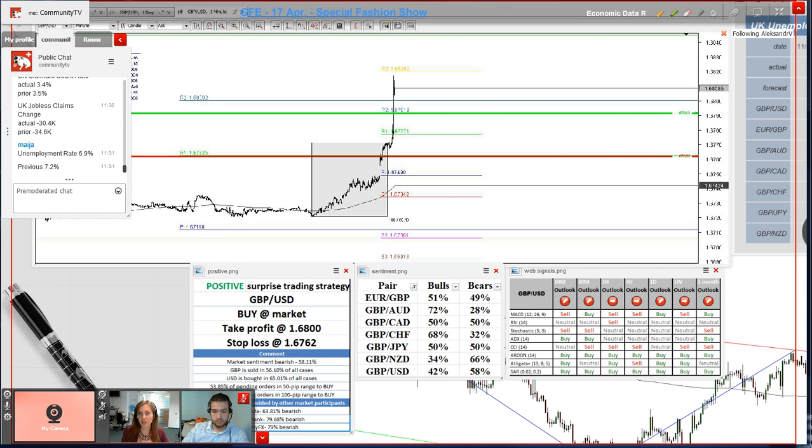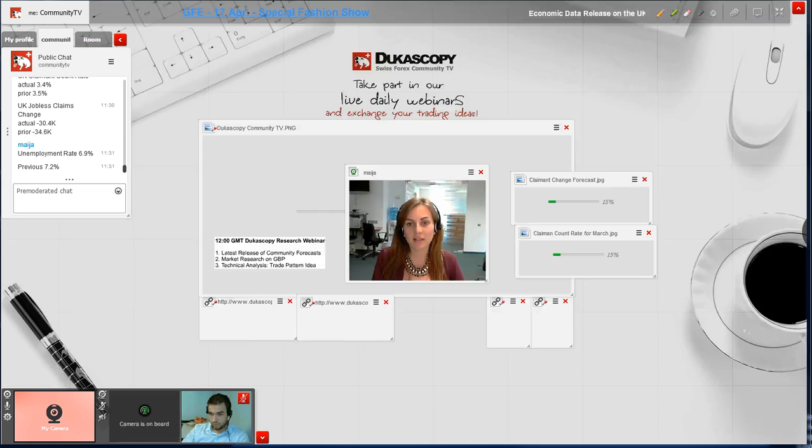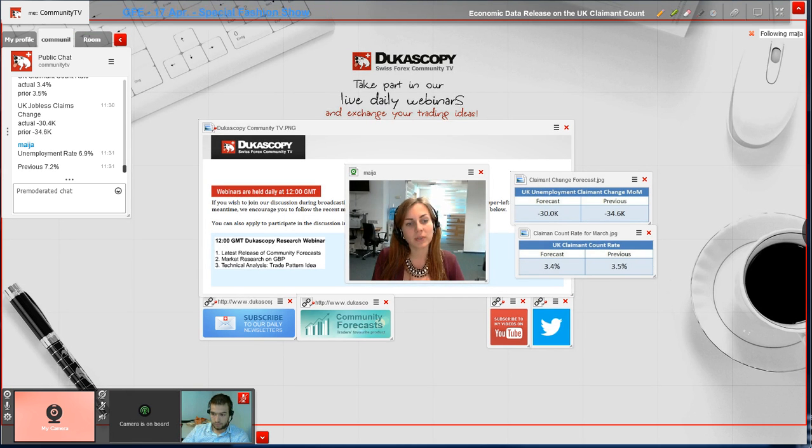Yes, thank you so much, Alexander, for a great presentation of the technical part of the release. So the data is out. The UK claimant count rate was in line with the forecast at 3.4%, as you see in the table, while the claimant count change came out slightly different than the forecasted reading of minus 30,000, at minus 30.4 thousand. So that was all from our side.